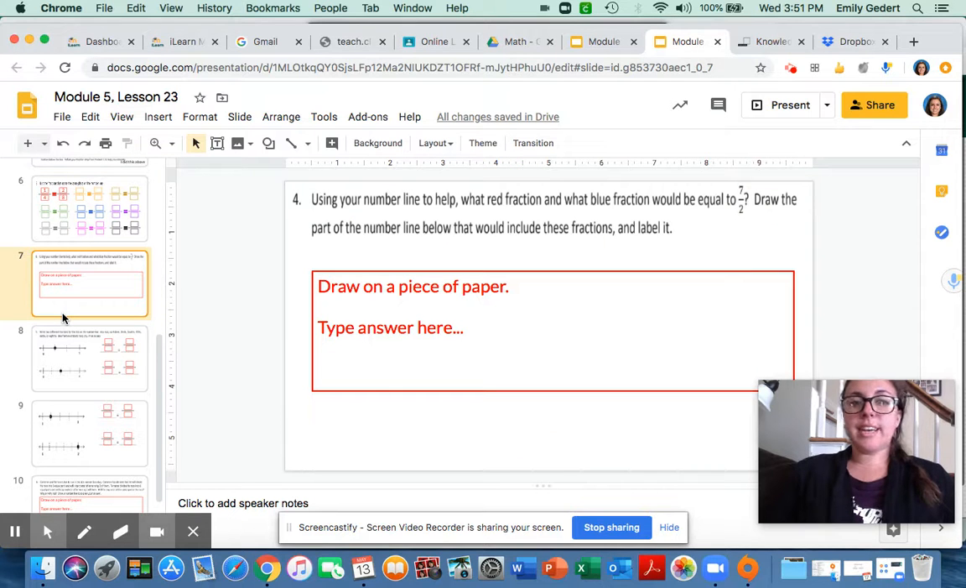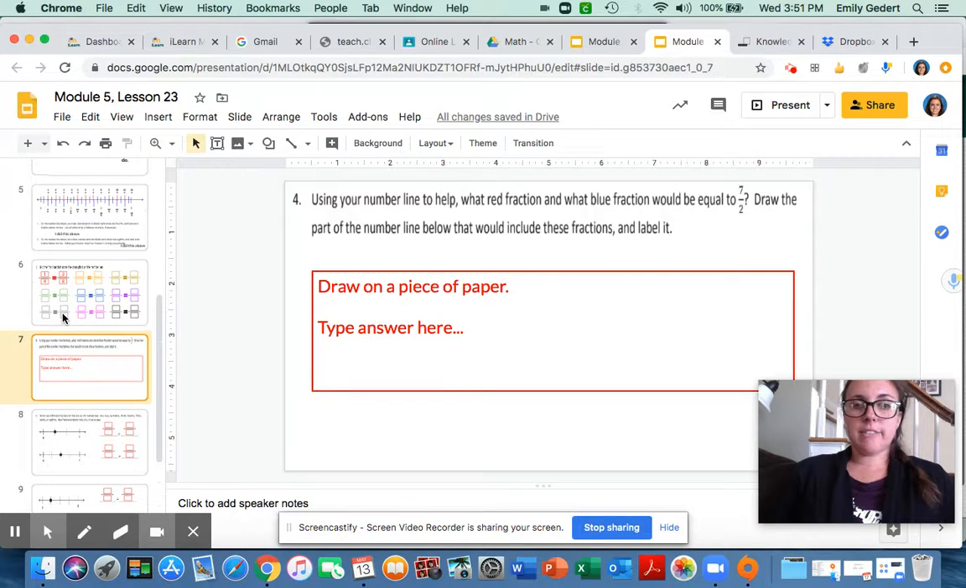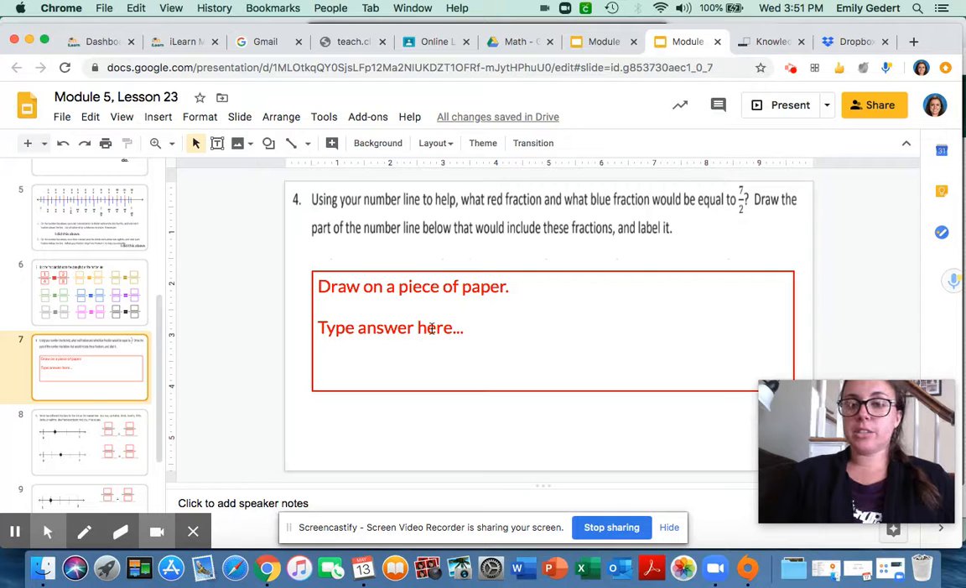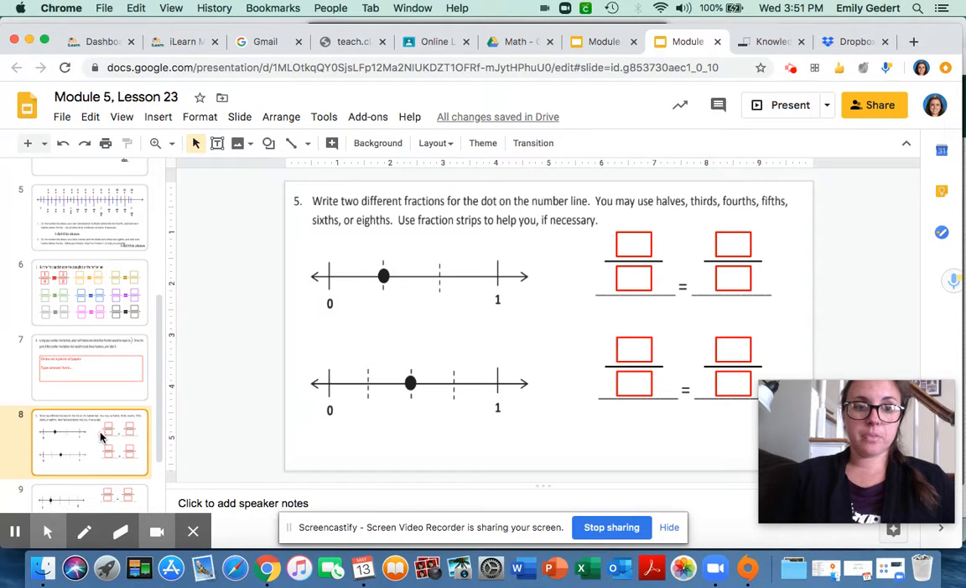For number 7, again, you're going to use that number line on slide 5 to help you answer this question. What red fraction and what blue fraction would be equal to 7/2? So you need to kind of organize this number line. Where would 7/2 go? So I would probably draw your own number line, divide it into halves, and see where it would fall on this number line. Then you're going to type your answer here. So it said what blue fraction and red fraction. So I should see 2 fractions in your answer.